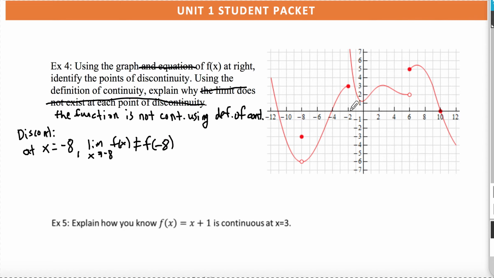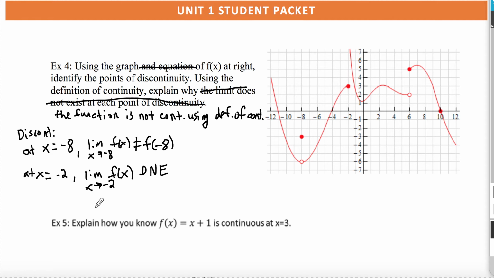Where else do we got discontinuity? We got one here at x equals -2. What's going on there? Well, we have a point, but the left-hand side and the right-hand side are not coming together, so the limit does not exist. The limit as x approaches -2 of f of x does not exist. Right here, we have a point, but the left-hand side and the right-hand side are not coming together, so the limit does not exist.